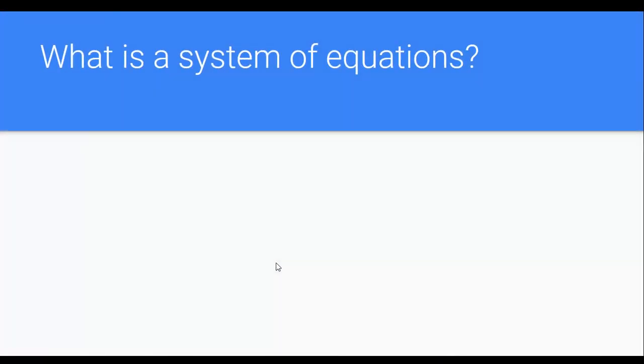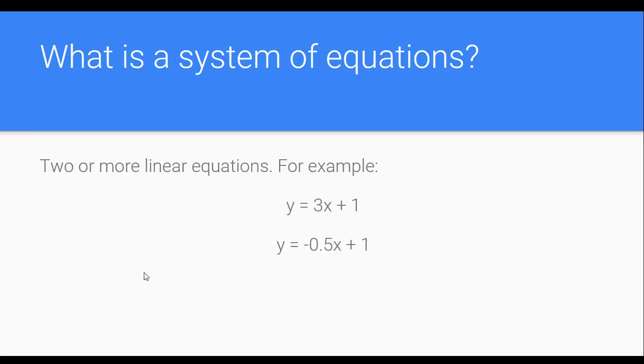What is a system of equations? Do you remember? It's two or more linear equations, for example, y equals 3x plus 1 and y equals negative 1/2 x plus 1. And you're comparing these two linear equations.